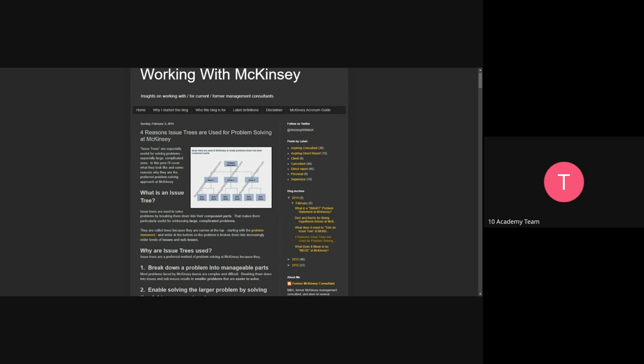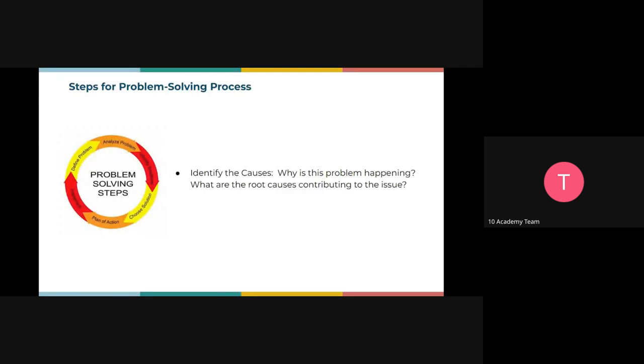And then the next one would be to analyze the causes. Once you've already understood the problem that you're solving, or the very many issues that contribute to the big problem, then you get to identify the causes.